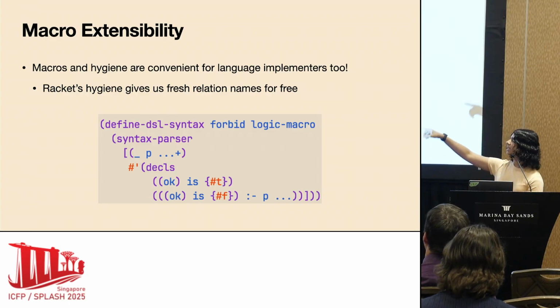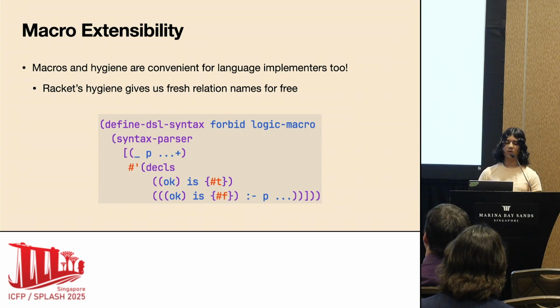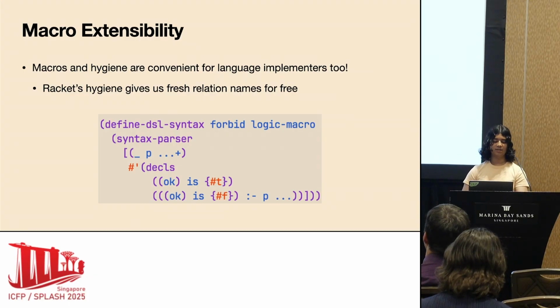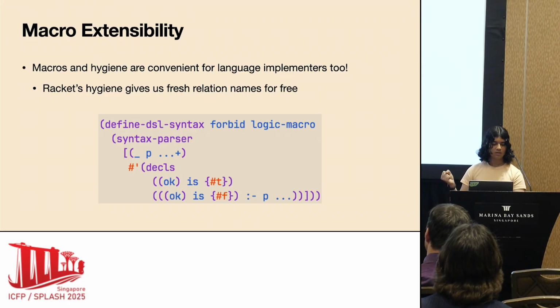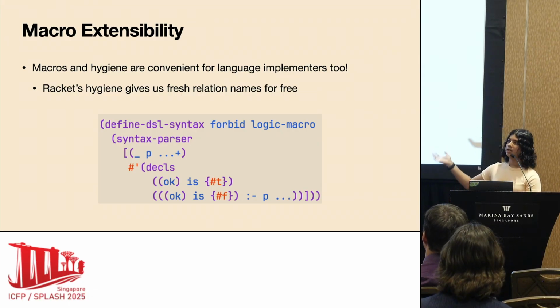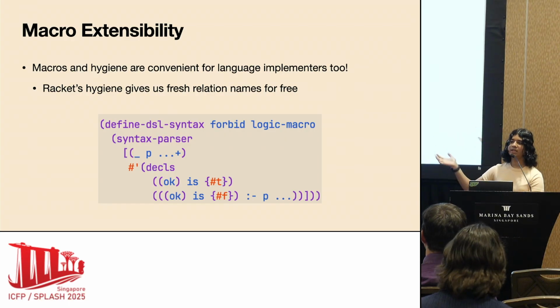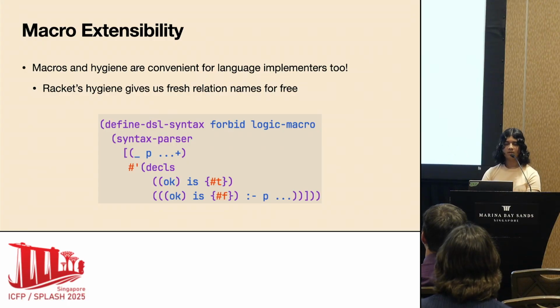One thing to note here is that every use of the forbid macro will make a fresh relation called OK that doesn't conflict with any of the other ones that were previously defined. Dusa hard codes these into their solver, and we don't have to do that, and we can just define them on top of our core language.